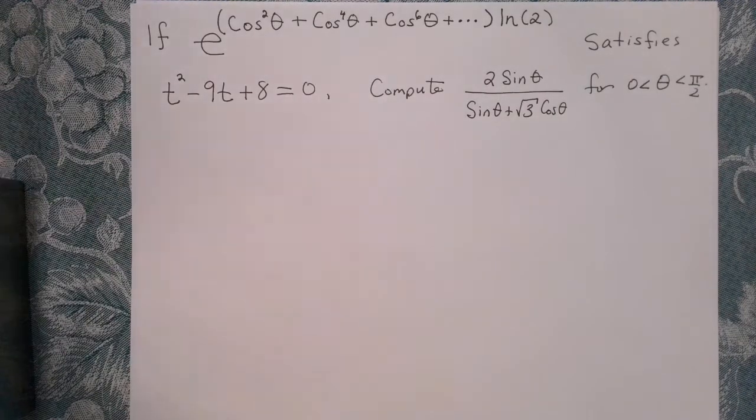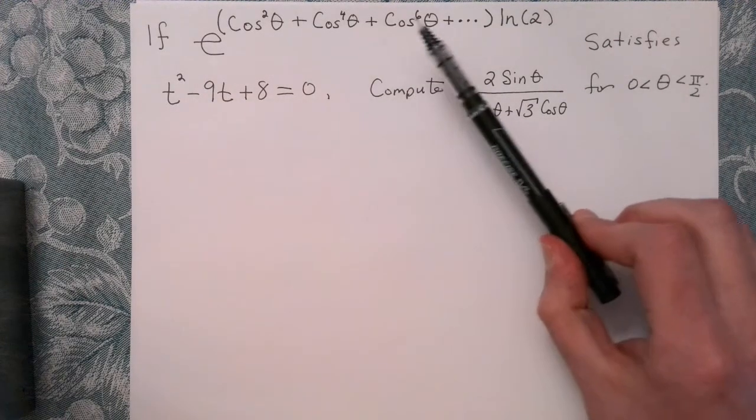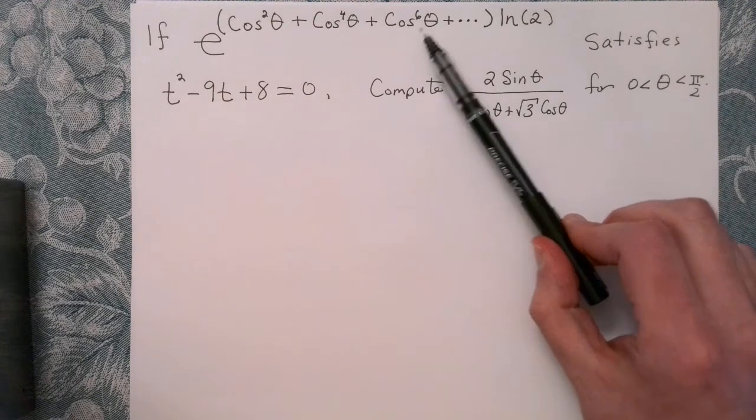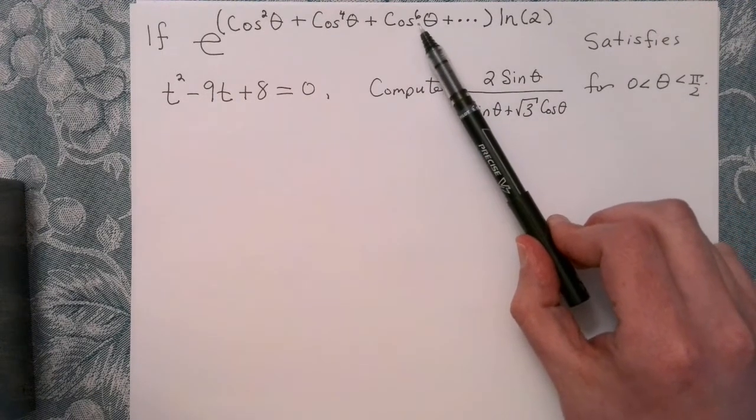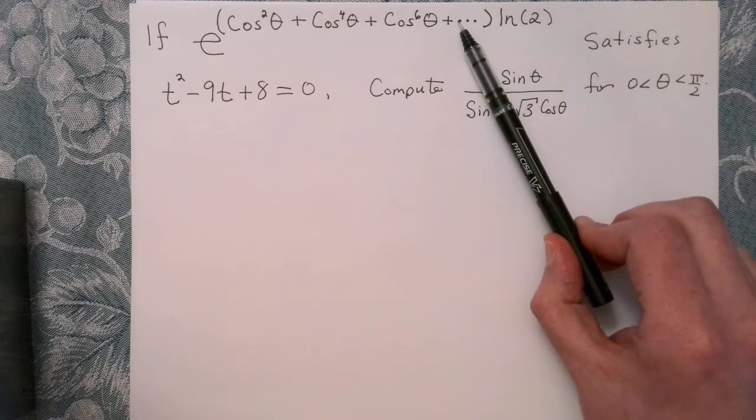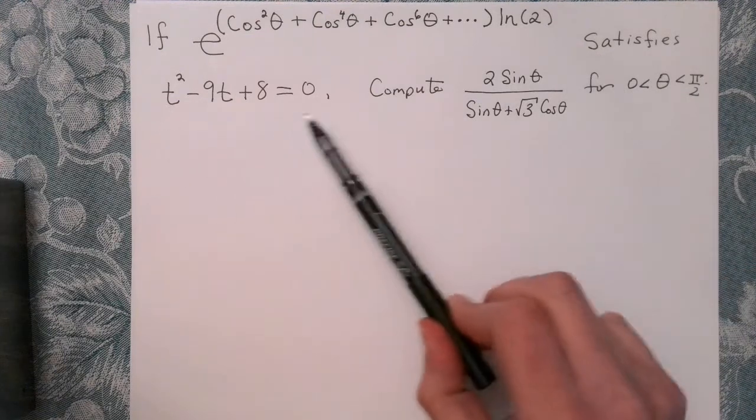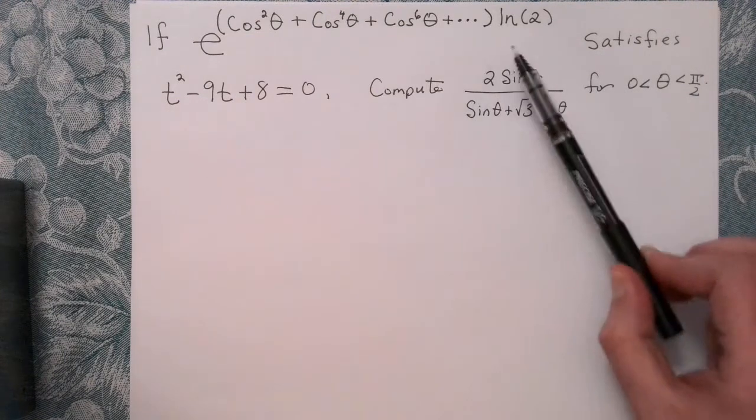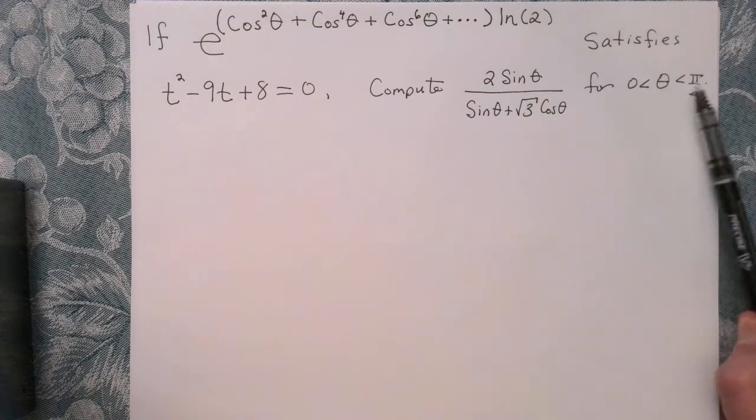Okay, so here we go. So if e to the cosine squared of theta plus cosine to the fourth of theta plus cosine to the sixth of theta plus dot dot dot, so that means this pattern of even powers of cosine continues, times the natural log of 2. If this satisfies this equation, then I want to compute this quantity exactly for these choices of theta.